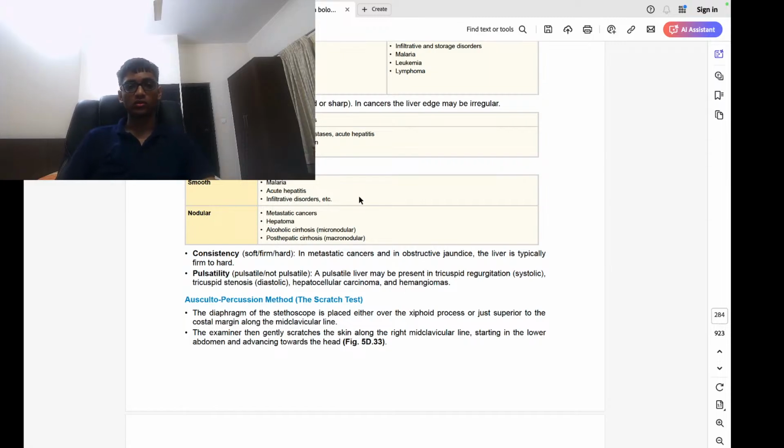Surface, smooth or nodular. Smooth is seen in malaria, acute hepatitis, and infiltrative disorders. Nodular is seen in metastatic cancer, hepatoma, alcoholic cirrhosis, micronodular, and post-hepatic cirrhosis, macronodular.